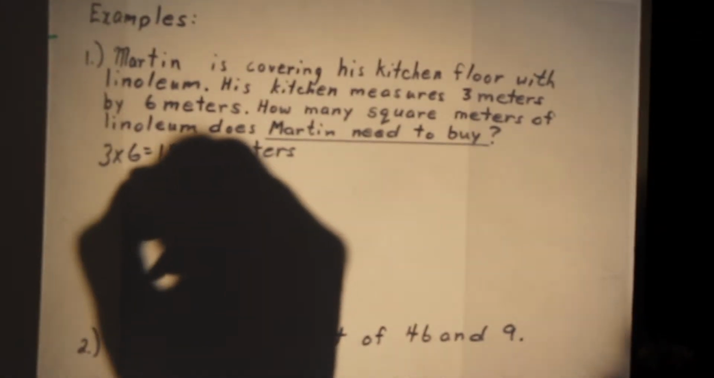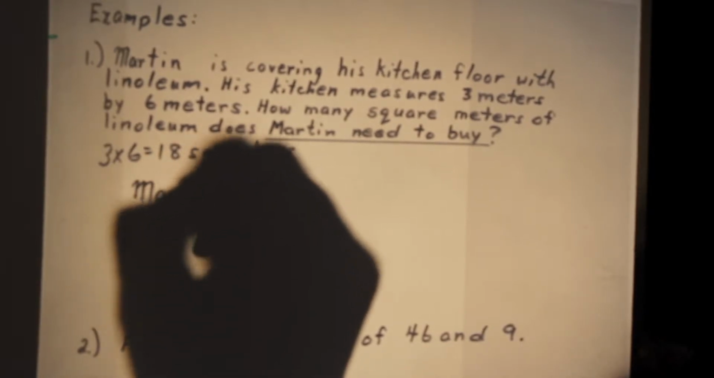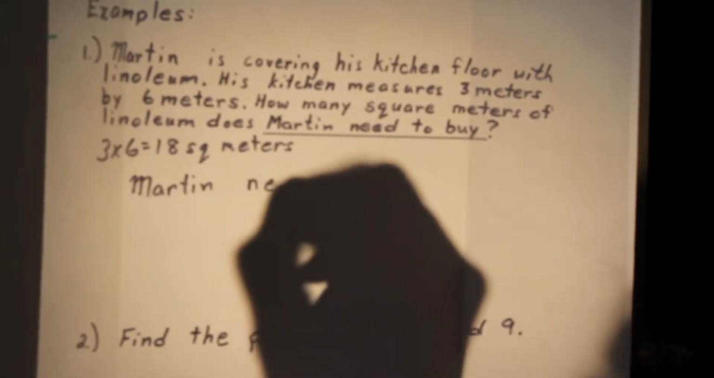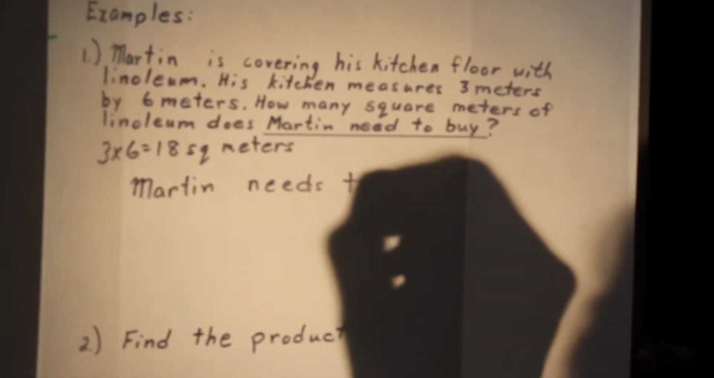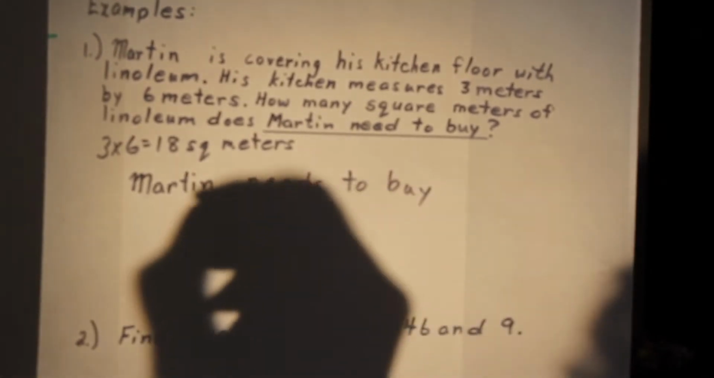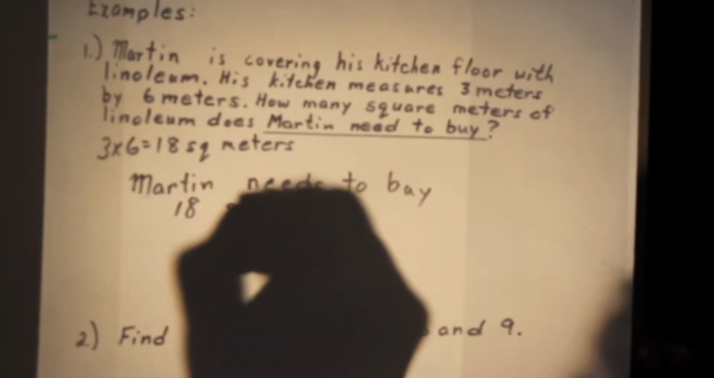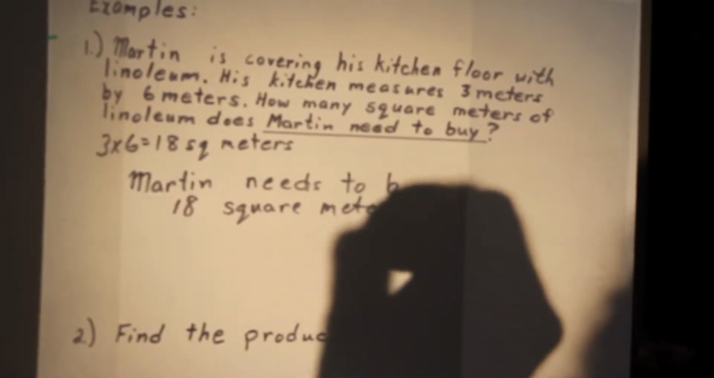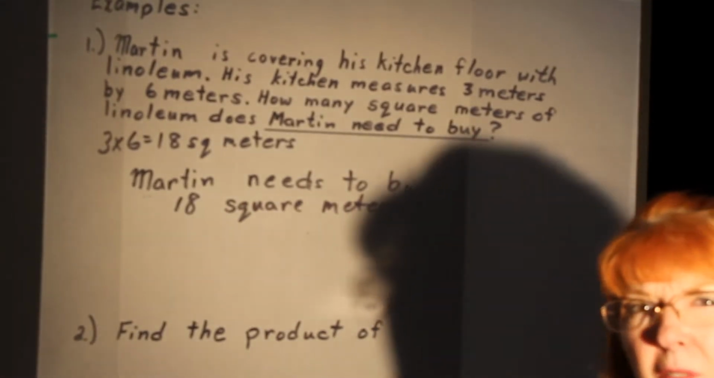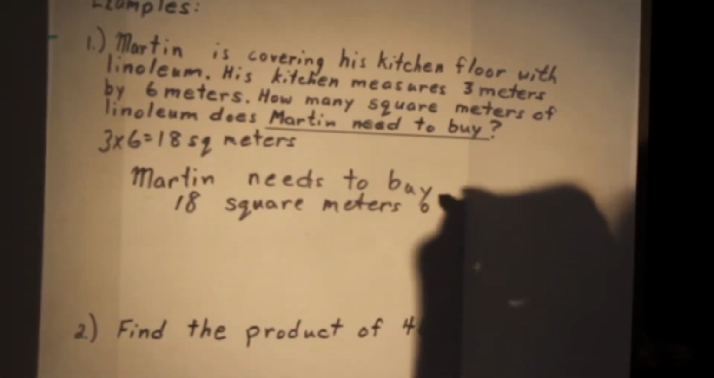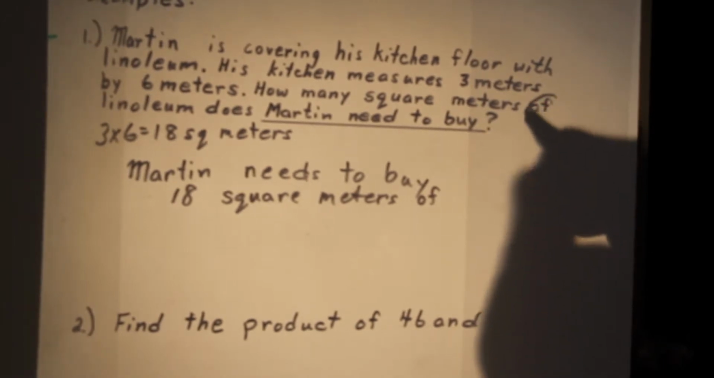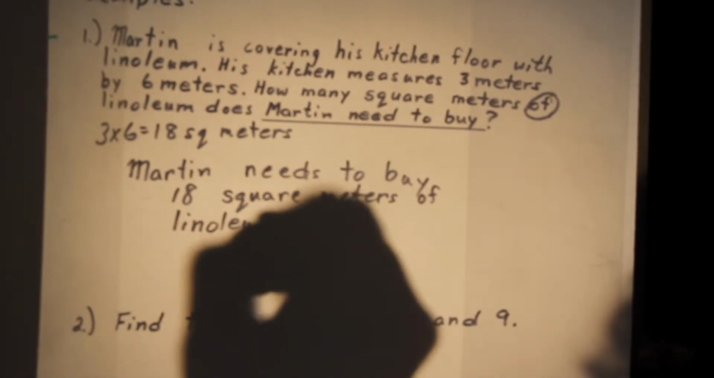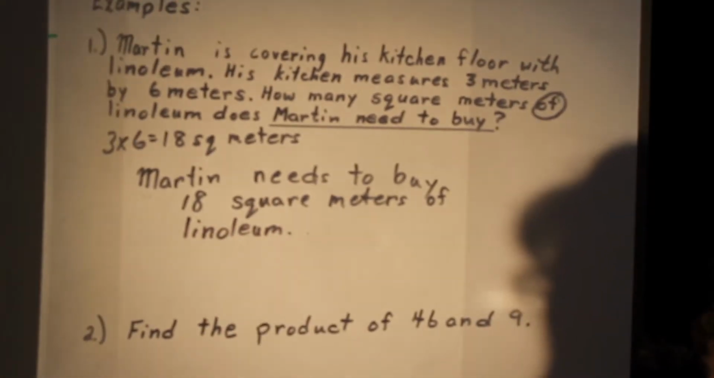So our answer is going to be Martin needs, so we're going to put the S on, to buy 18 square meters of linoleum. And there's that word of. Second question.